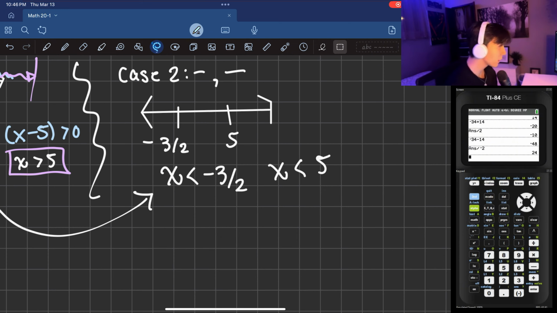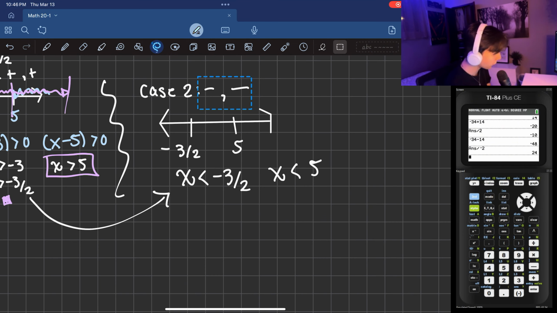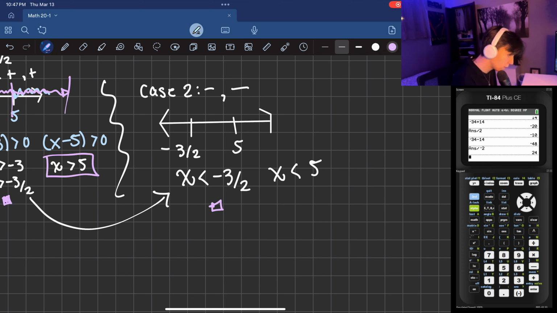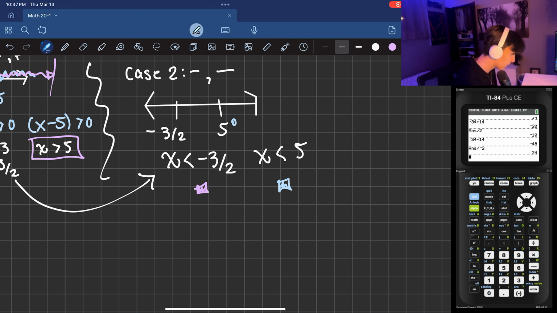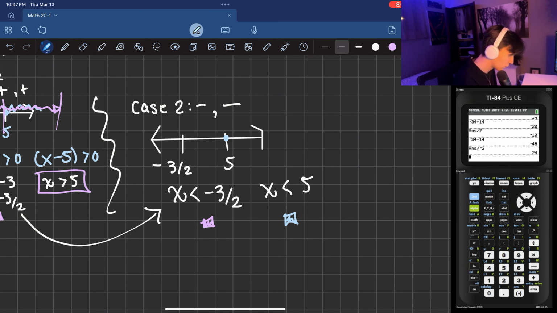So basically we just set both of the factors less than 0 in this case, because we're representing the case where both of the factors are negative. So what we can do now is represent this inequality with our two colors. I have where x is less than 5, so this should be pointing this way.